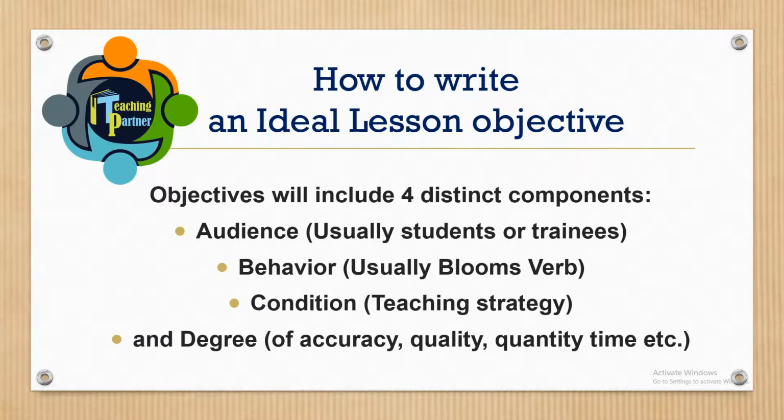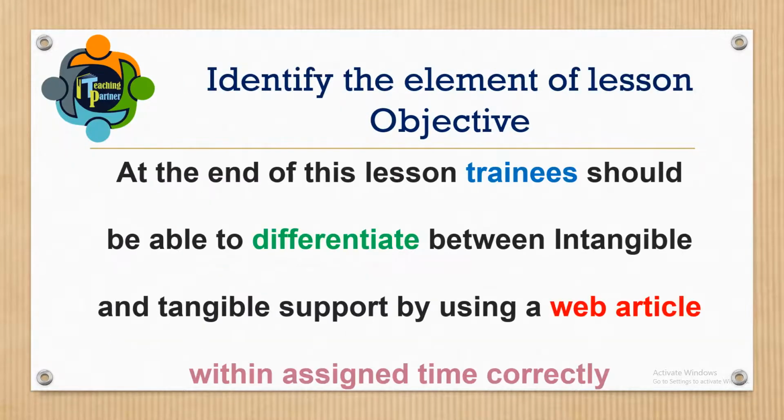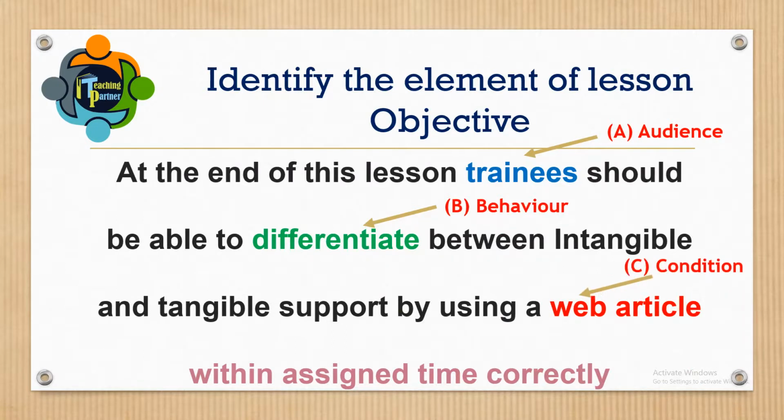It will be very clear in my next slide because I'm going to share an example. So at the end of your lesson, trainees, this is my audience, as I told you already, will be able to differentiate, that is the behavior, between intangible and tangible support by using a web article. So here my condition is that I'm using a web article. And finally, what is my degree? Within the assigned time, correctly, is my degree.